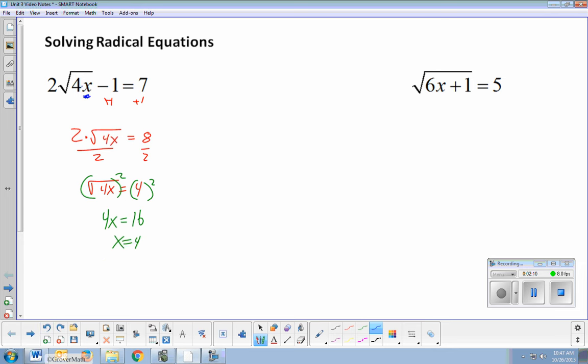So if I plug in a 4 here, 4 times 4 is 16. The square root of 16 is 4. Times 2 is 8. Minus 1 is 7. It checks out just fine. So x does equal 4.